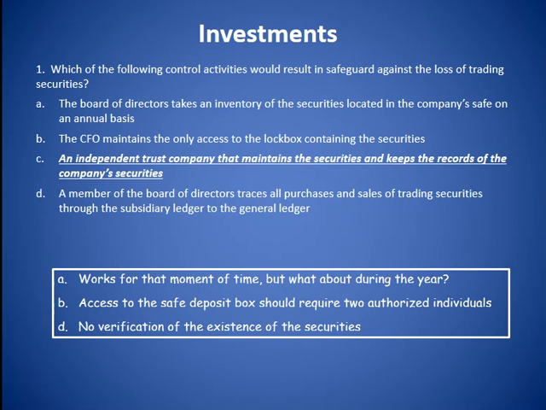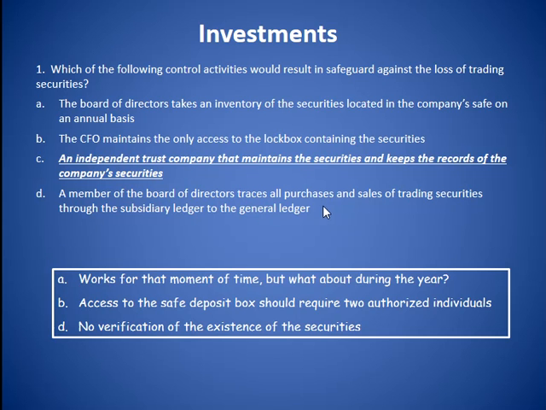Okay, number 1, which of the following control activities would result in safeguard against the loss of trading securities? In this case, the answer would be C, an independent trust company that maintains the securities and keeps the records of the company's securities. It's like a bank lockbox where instead of the company receiving checks, the bank receives the checks and processes them on behalf of the company. The independent trust company, which is typically either a bank or a broker, will maintain the securities on file, and the employees of the company have no access to those securities.